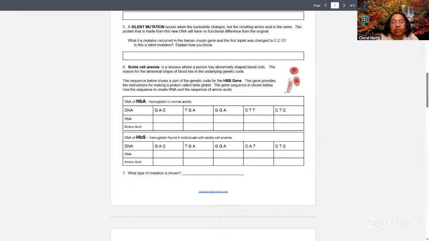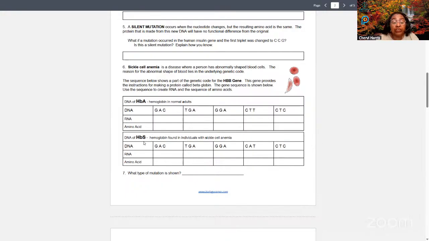So people with sickle cell tend to be short of breath. Some of them have to have oxygen tanks, and sometimes their life expectancy isn't very long because of it. Okay. There is no cure for this. You simply have to learn to deal with it.